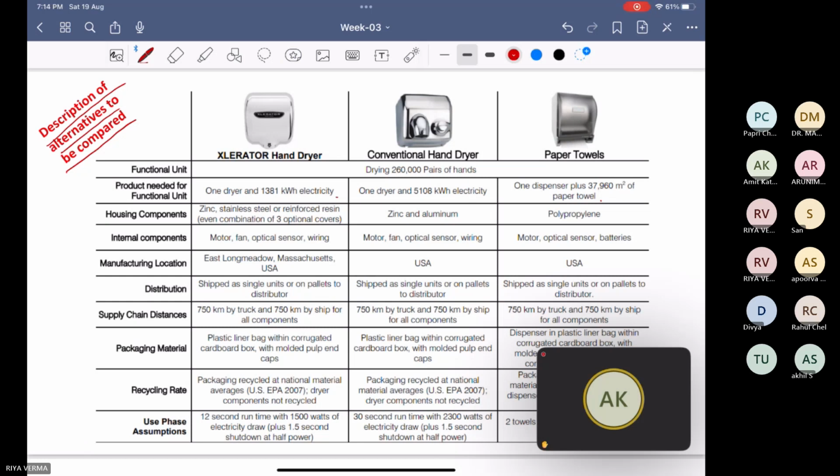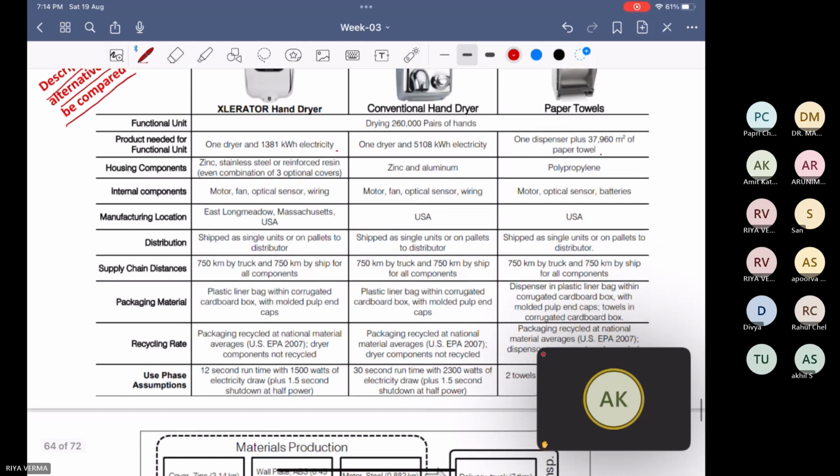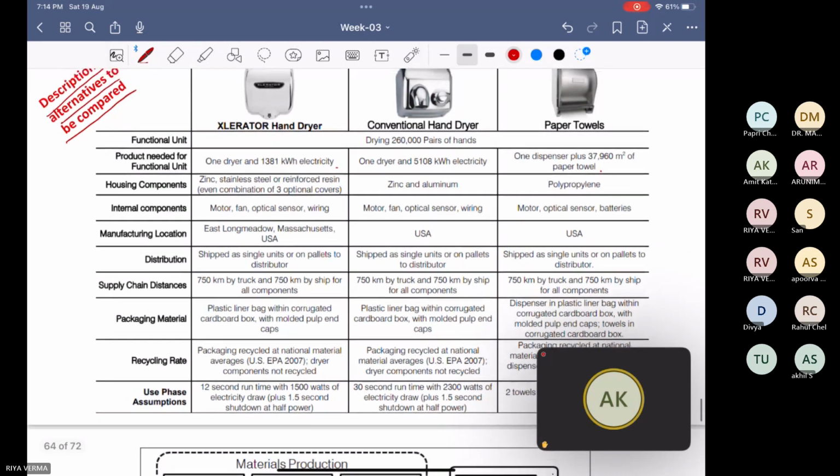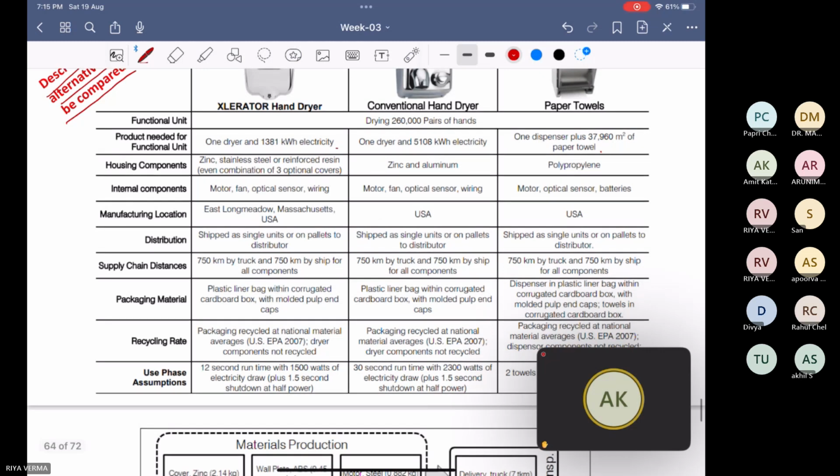कन्वेंशनल ड्रायर जो बनता है जिंक और एल्यूमिनियम से बनता है. और पेपर टाल के लिए हाउसिंग कंपोनेंट्स क्या है? पॉलीप्रोपाइलीन. इंटरनल कंपोनेंट्स में क्या है? मोटर, फैन, ऑप्टिकल सेंसर, वायरिंग. सेम फॉर कन्वेंशनल. और पेपर टाल्स अगर हम जो ऑटो डिस्पेंस होने वाला पेपर टाल मशीन है तो उसमें मोटर लगा होगा, एक ऑप्टिकल सेंसर होगा और बैटरीज होंगी. मैन्युफैक्चरिंग लोकेशन सबकी डिफाइन कर रखी है.